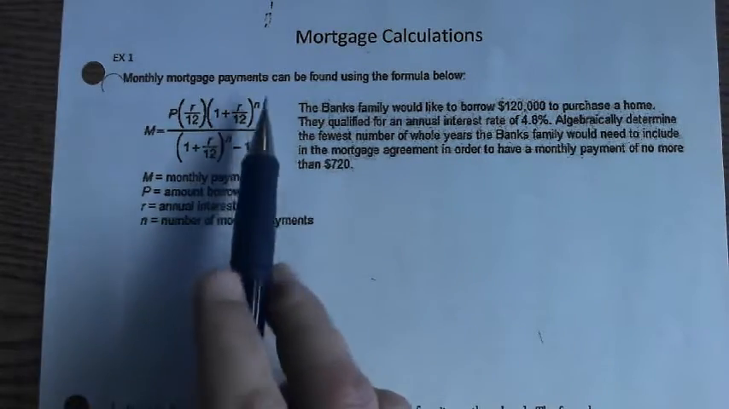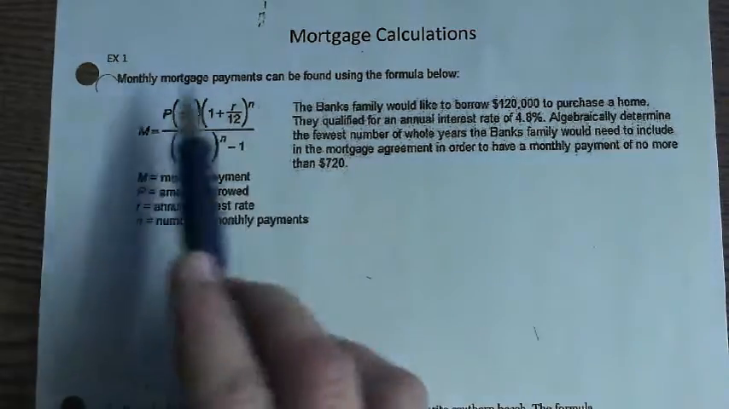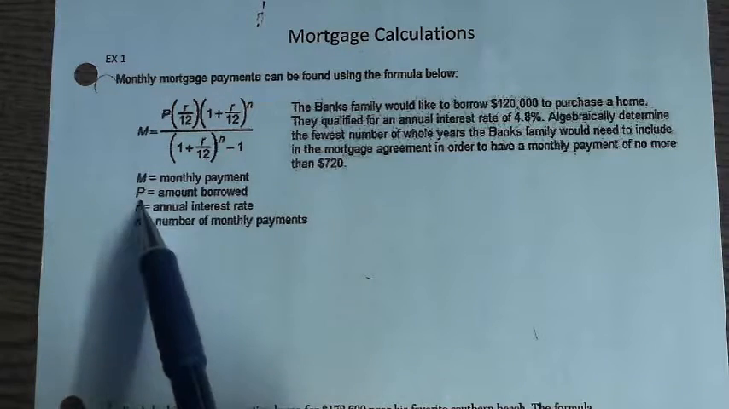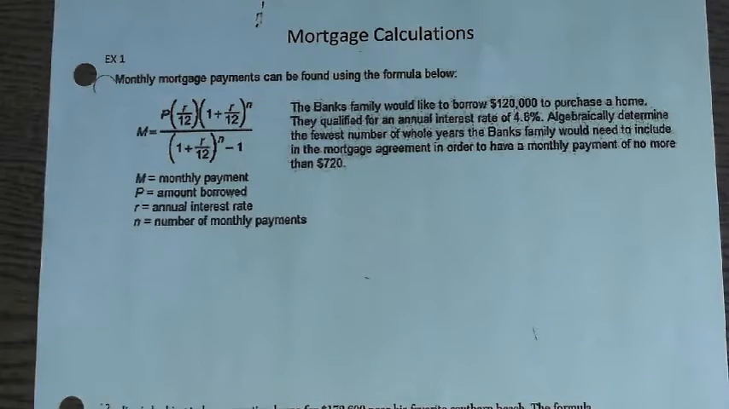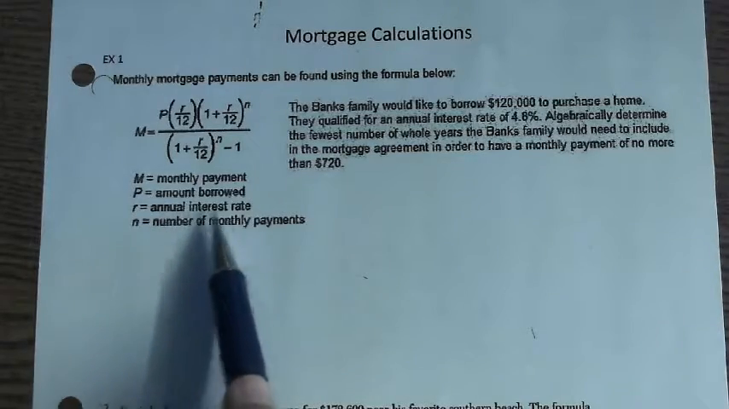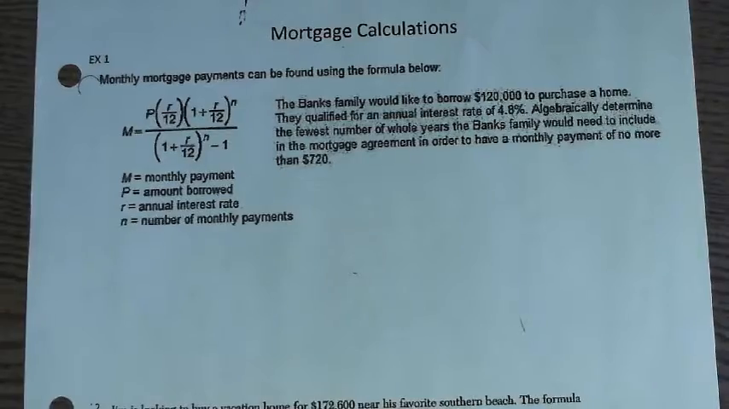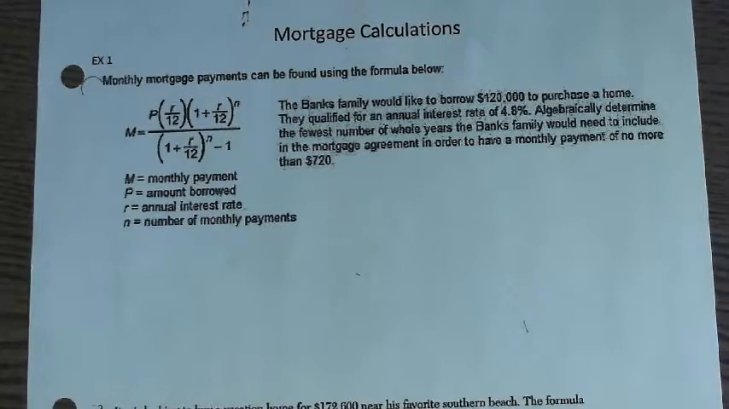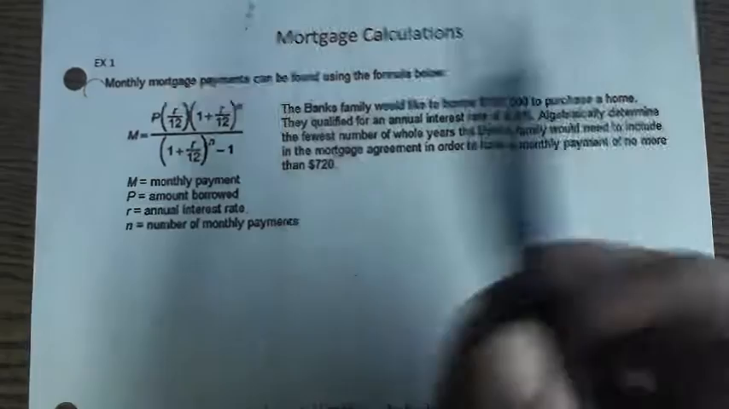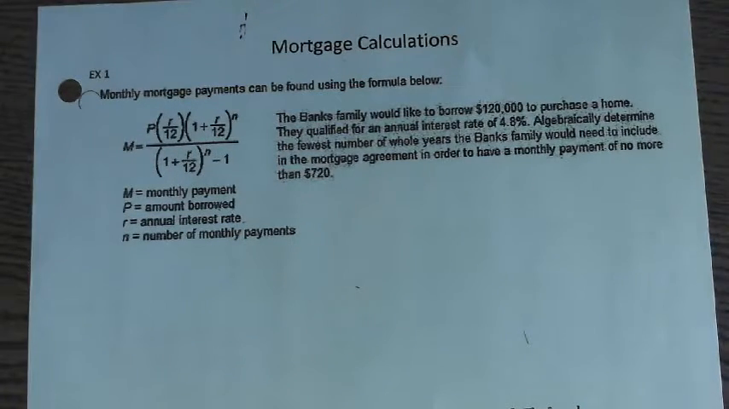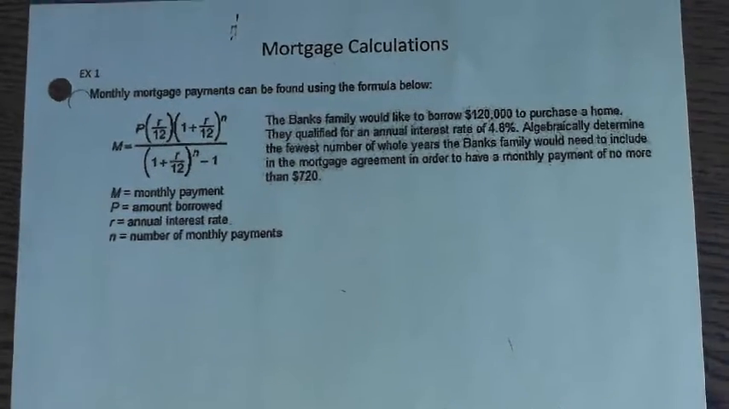So a monthly mortgage payment can be found using this formula. M is your monthly payment, capital P is the amount that you borrowed from the bank, R is your annual interest rate as a decimal, N is your number of monthly payments. So we'll just read through probably 500 times before we kind of wrap our heads around what's going on and what numbers go in for what variables.